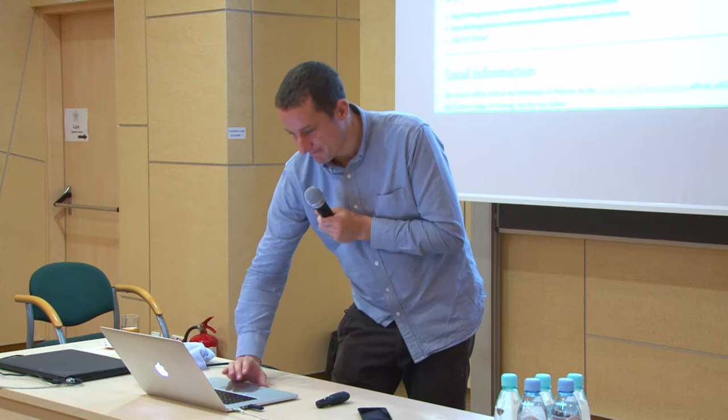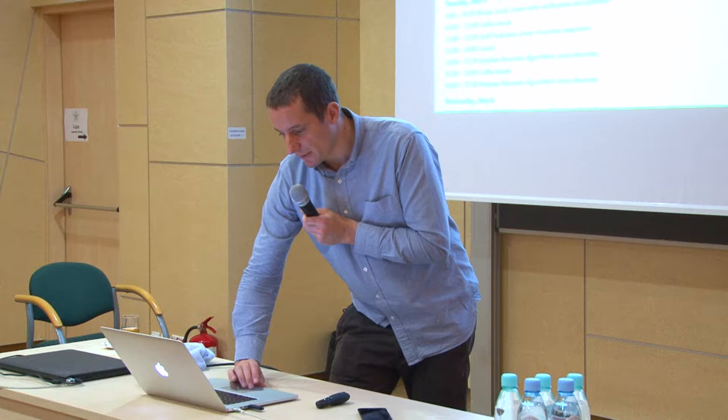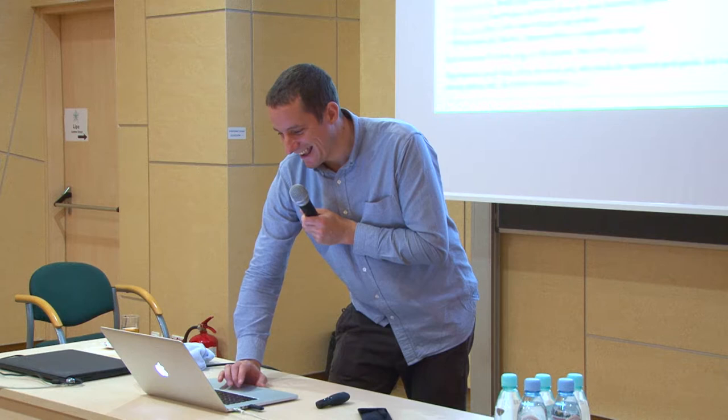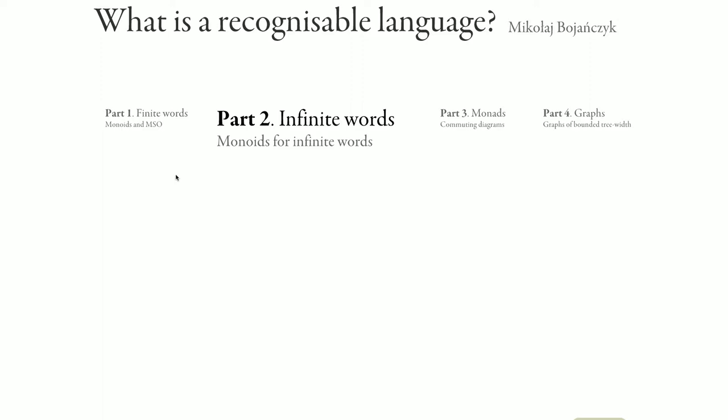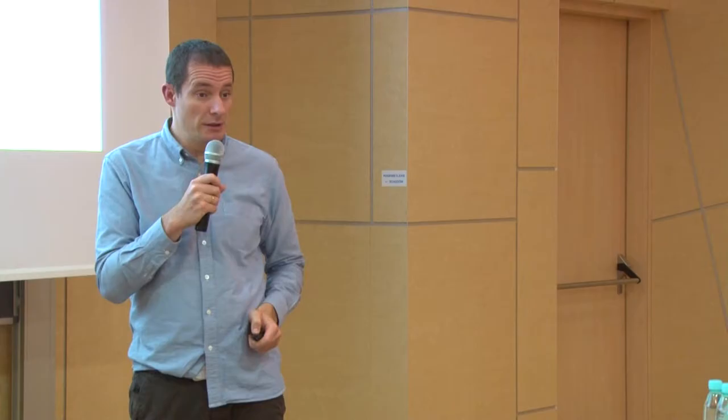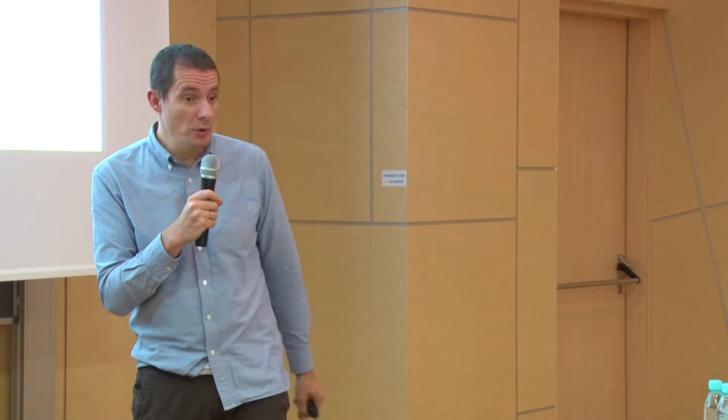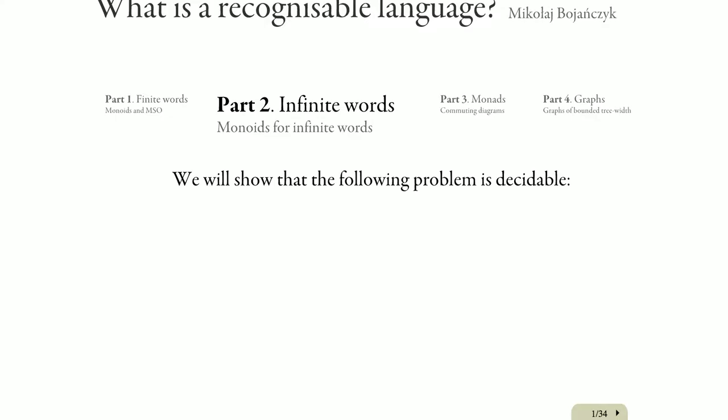Okay, let me go now to the second part of my lecture. We did finite words, and now we're going to go to infinite words. And we're going to develop the appropriate notion of monoids and try to see what happens there. The ultimate result that we're going to prove is that the following problem is decidable.